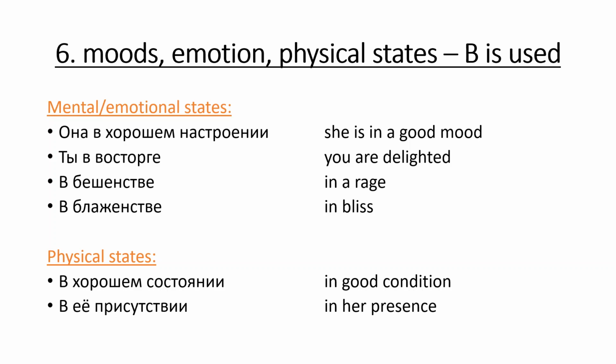Then with physical states, just like in the English, we say in good condition. So в хорошем состоянии. Состояние is a neutral noun meaning state or condition. Хороший means good, so в хорошем состоянии. And then finally, в ее присутствии. So присутствие is presence or attendance. В ее присутствии is in her presence.